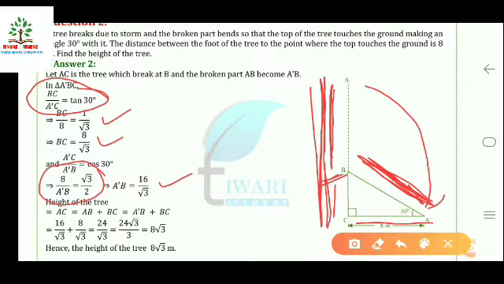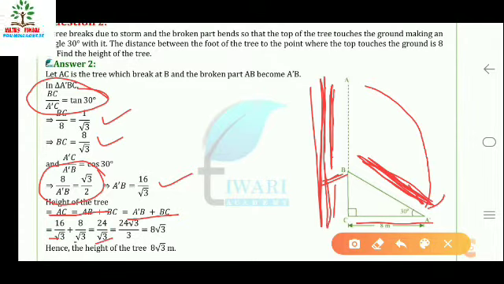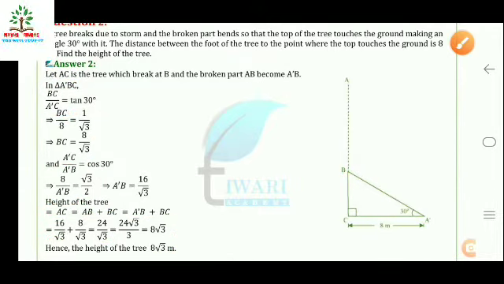So the height of the tree, that is AC, is equal to AB plus BC. That means A dash B plus BC. Putting the values, 16 over root 3 plus 8 over root 3, that is 24 over root 3. Now we have to rationalize this because we can't keep the root in the denominator. Multiplying both by root 3, the result will be 8 root 3. So 8 root 3 meters is the height of the tree.